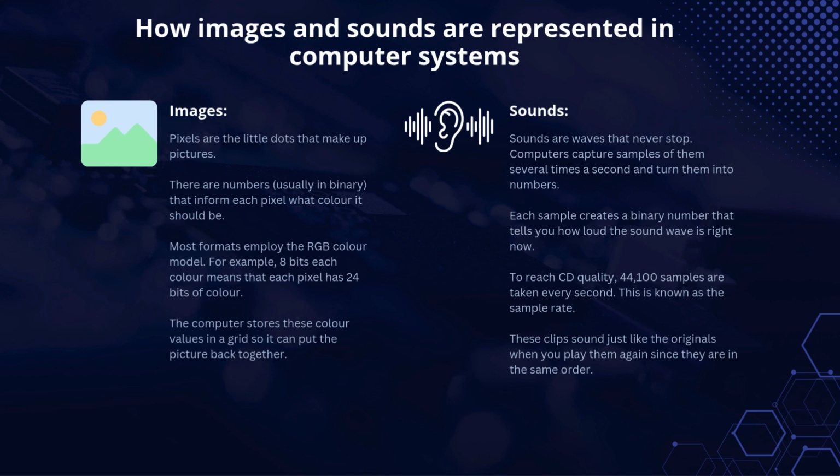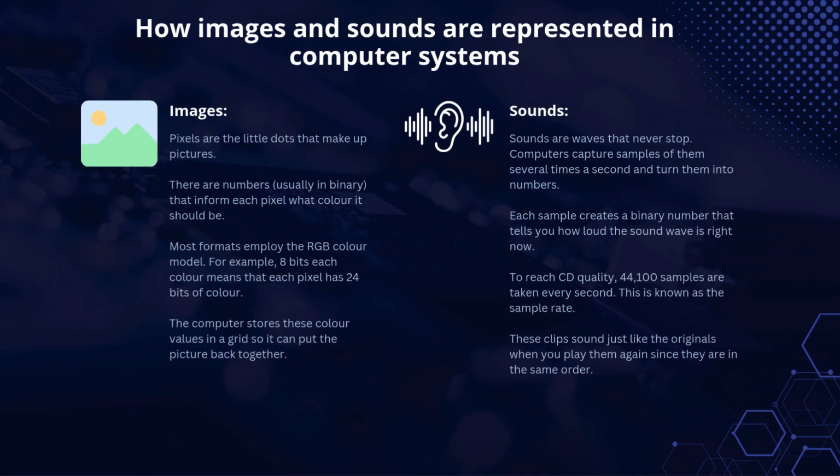So we'll start with images. Those are pixels. Pixels are the little dots that make up the picture. There are numbers, usually in computer language, which is binary, 0 and 1, that inform each pixel what color it should be.